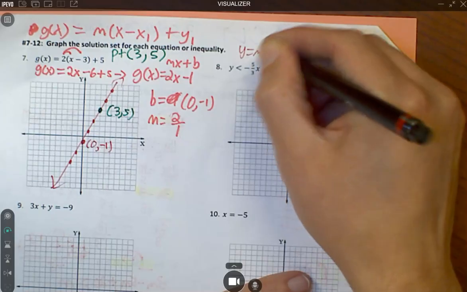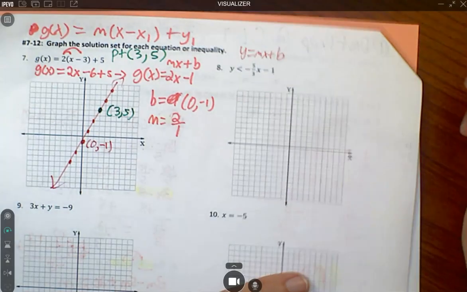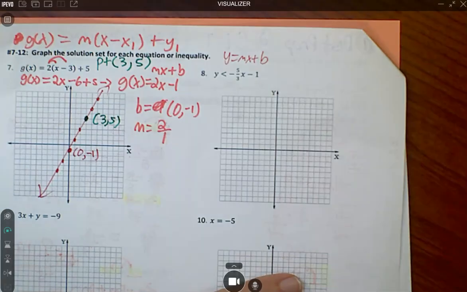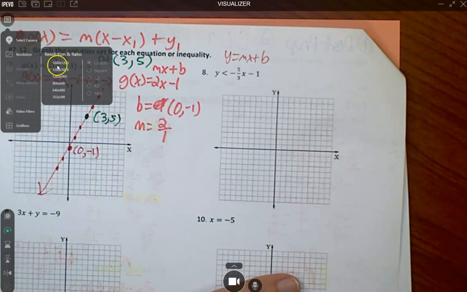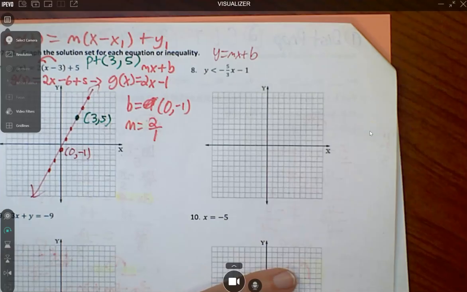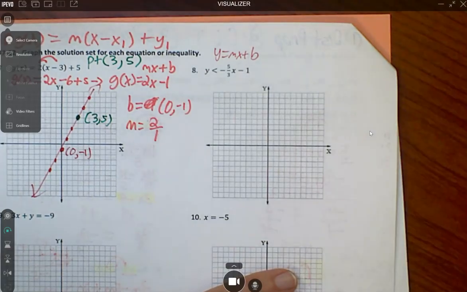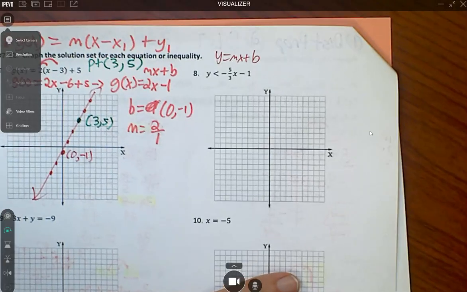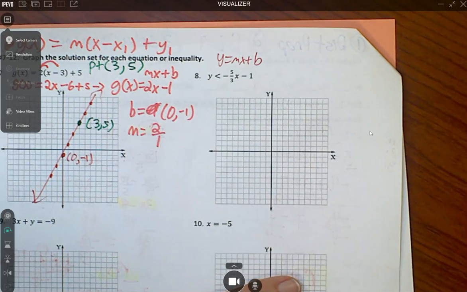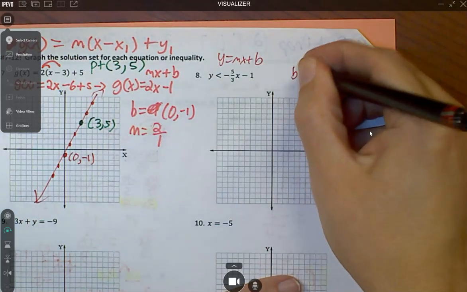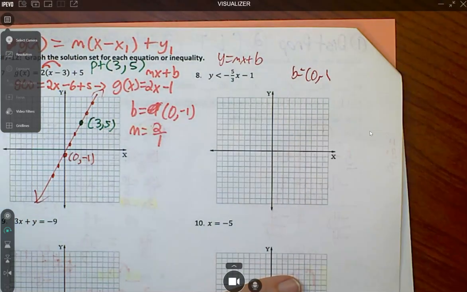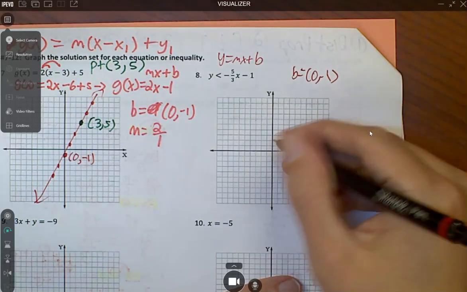This is slope-intercept. b is your beginning point. Let me check my resolution because I feel like I'm not on a good resolution. Now I'm on the best I can do. It's kind of blurry. Maybe I can make it sharper. Yeah, that's way better. Okay, b is -1. So that's your beginning point. When x is 0, y is -1.